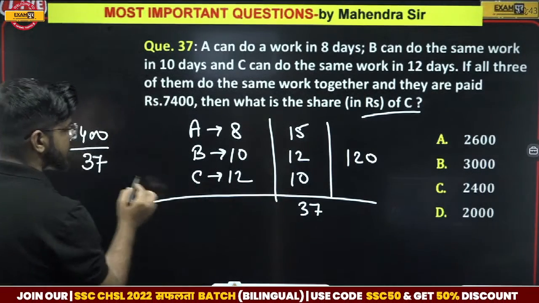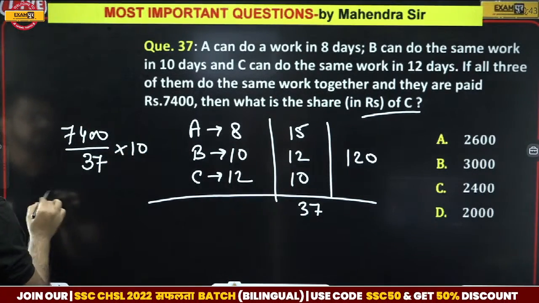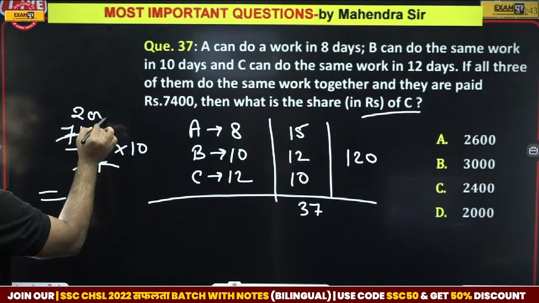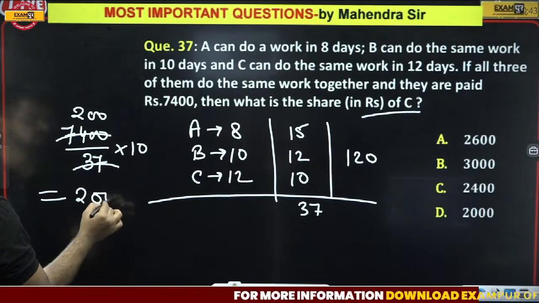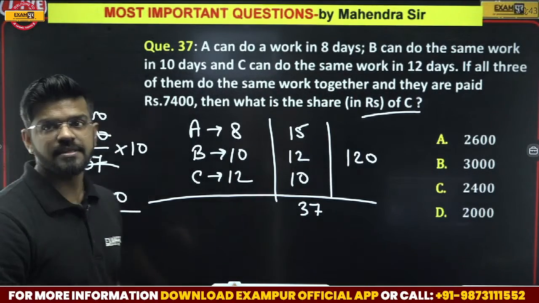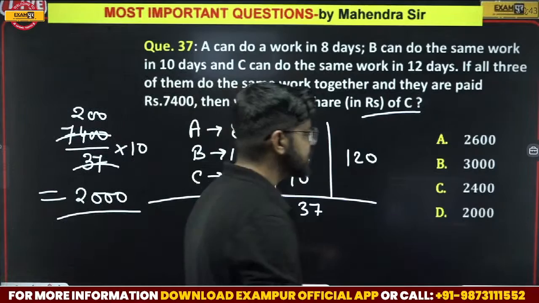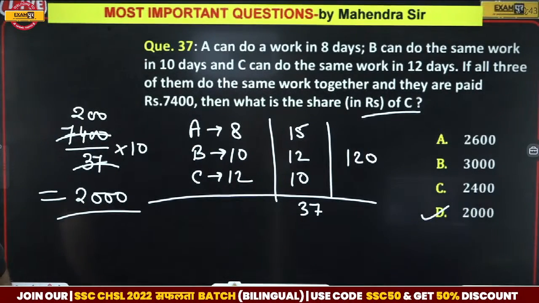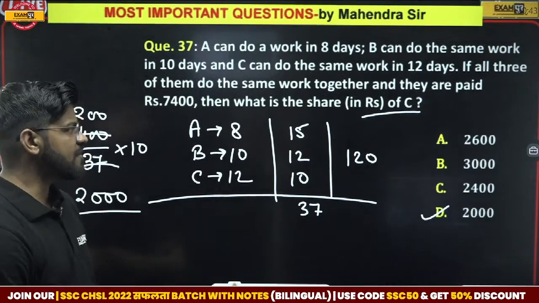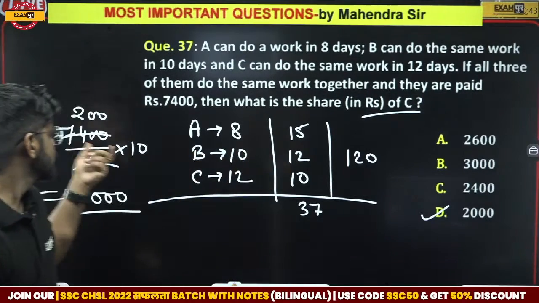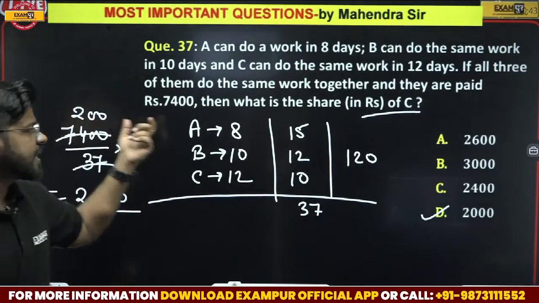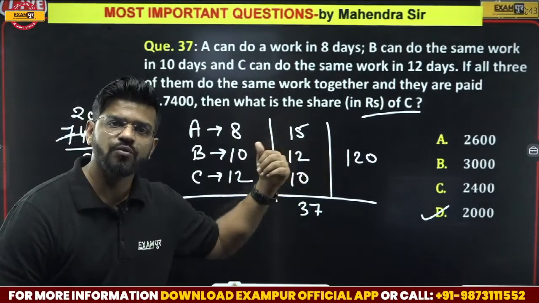C is nothing but 10, so multiply it by 10. 7,400 divided by 37 is 200, so we get 2,000 rupees. My answer is 2,000 rupees, that means option number D. Everyone, option number D. If they have asked about B, multiply 200 with 12 to get B. Multiply 200 with 15, you will get A.